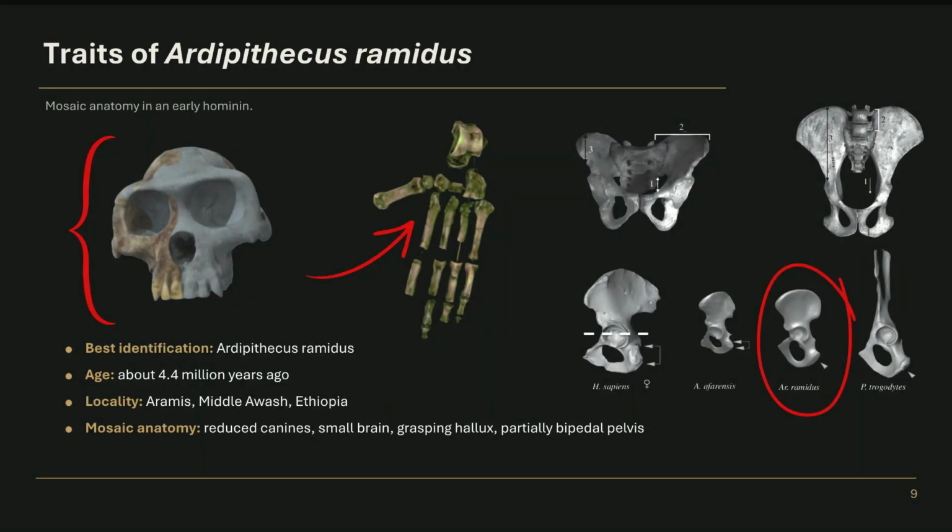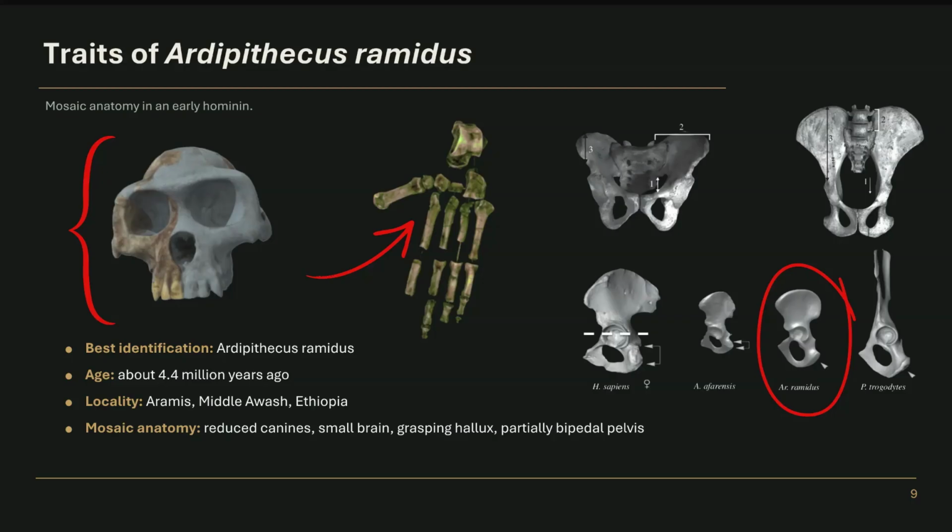Ardipithecus ramidus, mosaic anatomy. Ardipithecus ramidus lived about 4.4 million years ago at Aramis in the Middle Awash region of Ethiopia. White et al. described Ardipithecus ramidus as a taxon that reshaped interpretations of early hominin evolution. Its anatomy combines reduced canines, a small brain, a grasping hallux, and pelvic traits consistent with some bipedal capacity. This combination is best understood as mosaic anatomy.